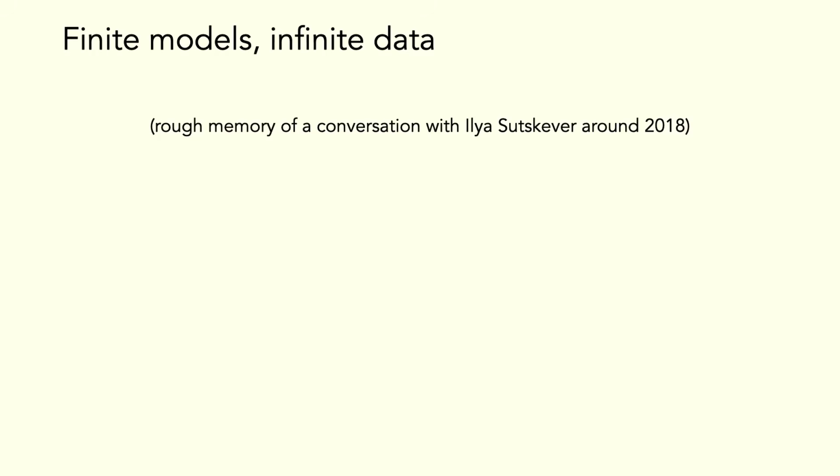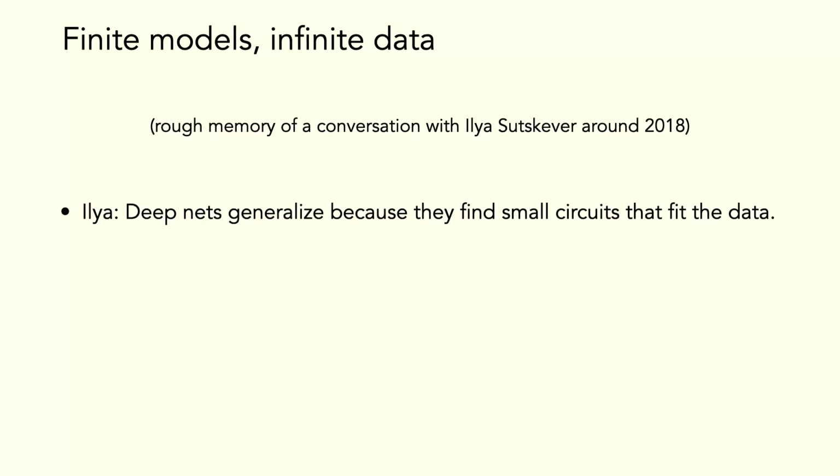And so this is something that I've just come back to over the years. This was a conversation I had with Ilya Sutskever, who's well known as one of the founders of OpenAI. And he had this thing he said, which is, this is not a direct quote, just a rough memory: deep nets generalize because they find small circuits that fit the data.